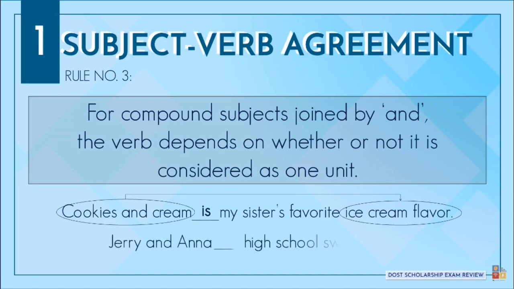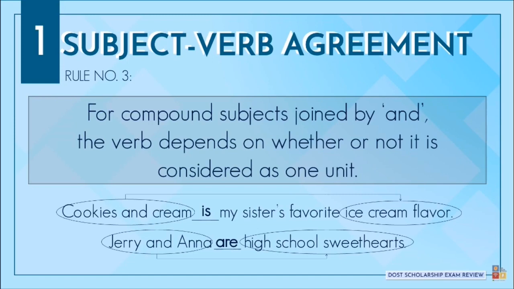Now in this next one, we have Jerry and Anna blank high school sweethearts. In the sentence, Jerry and Anna are two different individuals. Thus, we use the plural verb are.